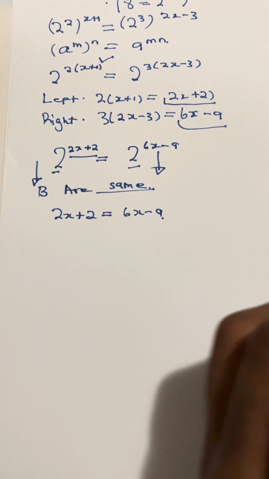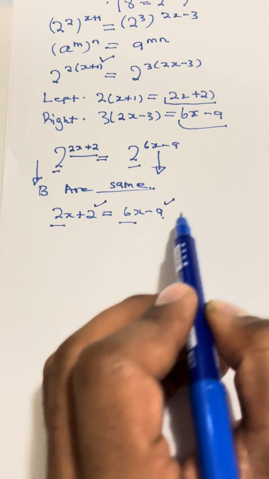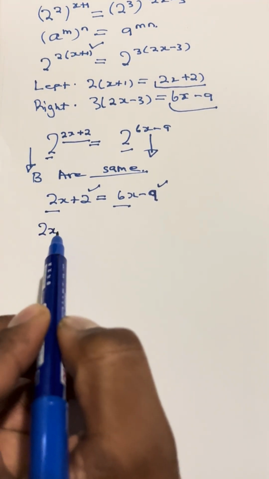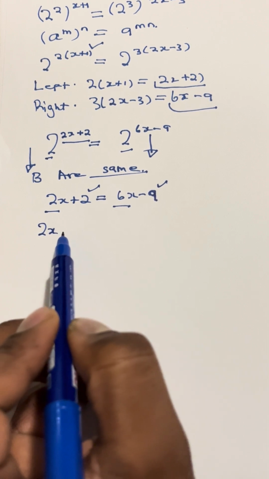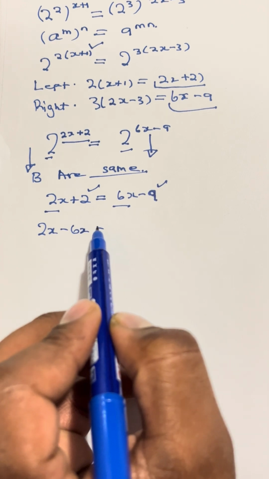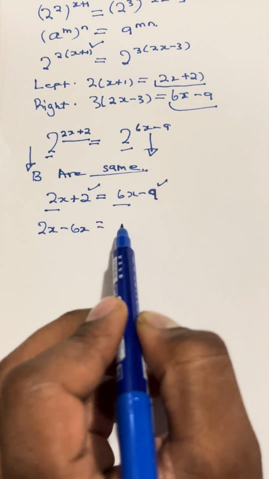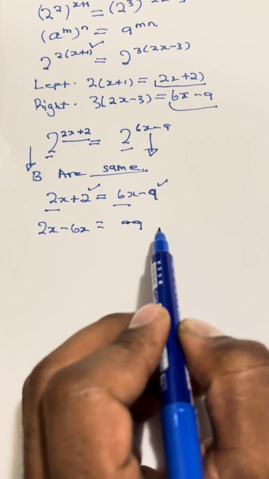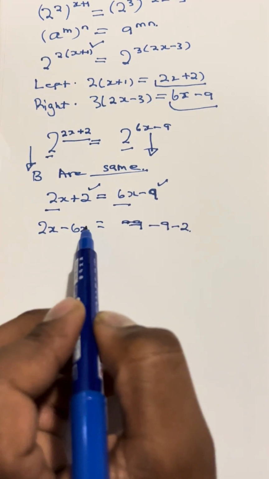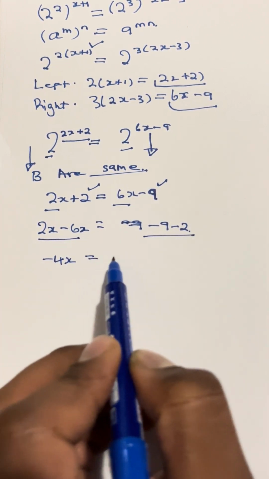All right, now what's going to happen is that these are the like terms. So let's group them: 2x minus 6x is equal to minus 3 minus 2. So this is equal to minus 4x, and this is equal to minus 5.